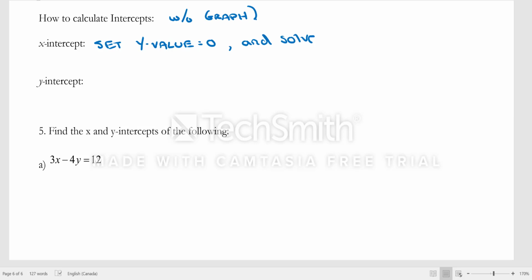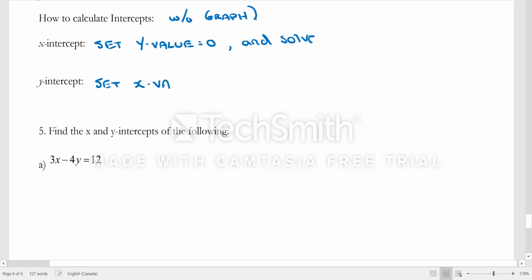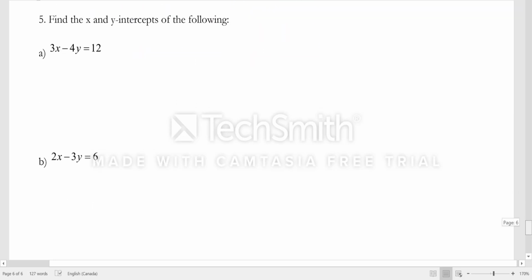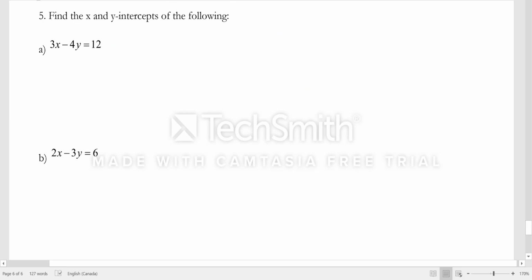Okay, and the same thing for the y-intercept. We're going to set the x value equal to 0 and solve. Okay, so for the next couple questions, we're going to be solving for x and y coordinates. I'm going to do 2 with you. I'm going to ask you to do 2 on your own. So find the x and y coordinates of the following.